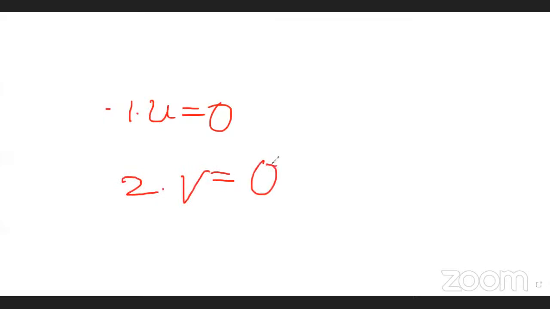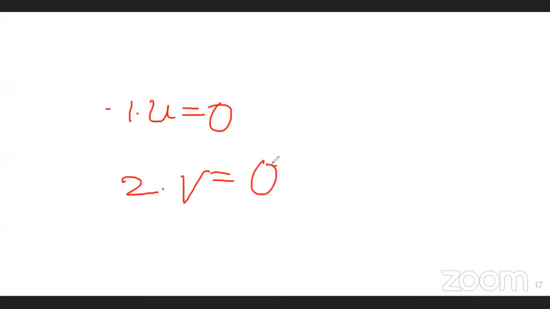So this is it. Now let us make a note here. If any object is starting from rest, if any bike or car or bus or anything starts from rest, then its initial velocity will be 0. Then what is the final velocity of the object which is coming to rest? The final velocity of the object which is coming to rest is 0.